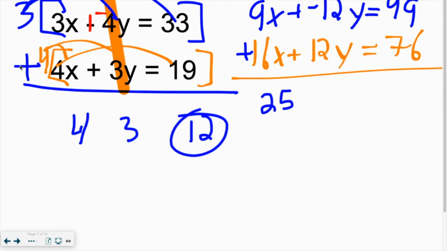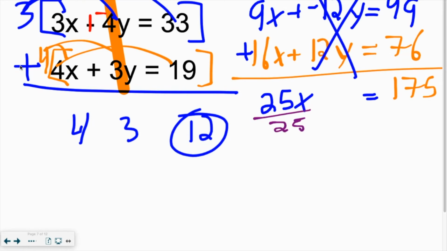That gives us 25x. These guys cancel, so just cross them off. Equals 175. If you're going to do mental math, be very careful. I did mental math wrong on this when I was preparing for this video. X equals 7. Watch that because that's where I made my mistake.